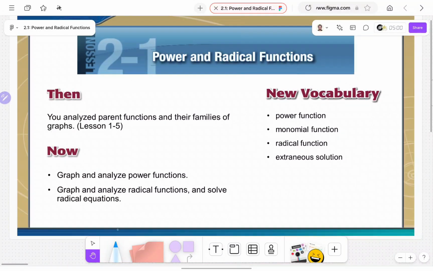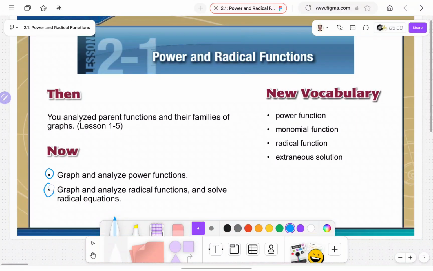What we are going to learn there are two things. We are going to learn how we graph and analyze the power function, and how we graph and analyze the radical function. Then we need to know how to solve the radical function.